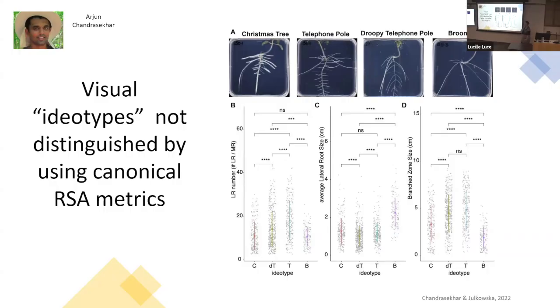So we're like, well, this is cool, and I see it, and I know it when I see it. But when I'm using my metrics of lateral root number per plant, average lateral root size, even the branch zone size, I always have this one comparison that is not significant.